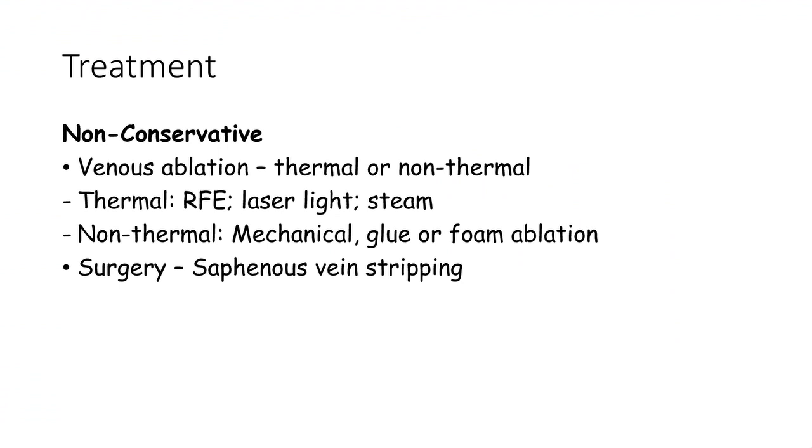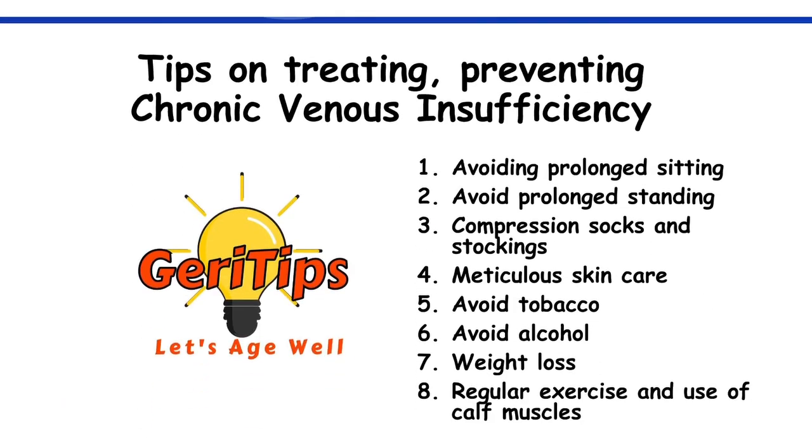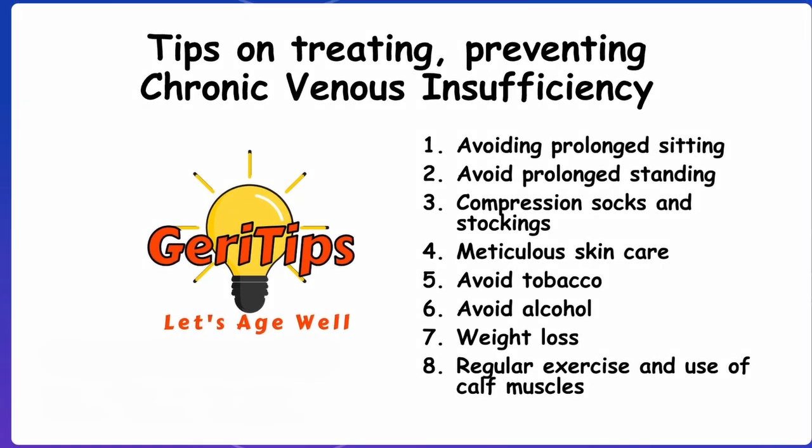And then in terms of surgical treatment, there's venous ablation, where the vein is removed either with the use of heat or without the use of heat. The use of heat involves radio frequency energy, laser light, even steam can be used. Non-thermal options include actually pulling the vein out, or using glue or foam to ablate the vein, and then you could actually do surgery to strip the saphenous vein, which is the main vein in the lower extremity. So those are the treatment options in a nutshell.